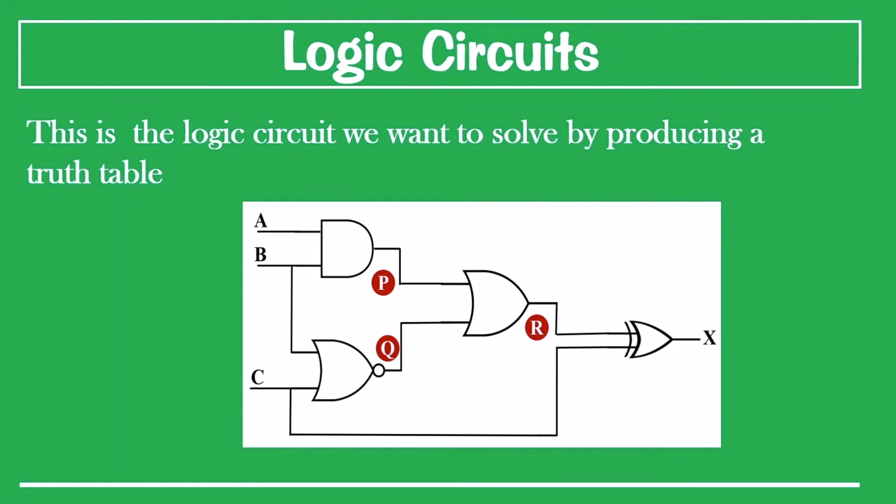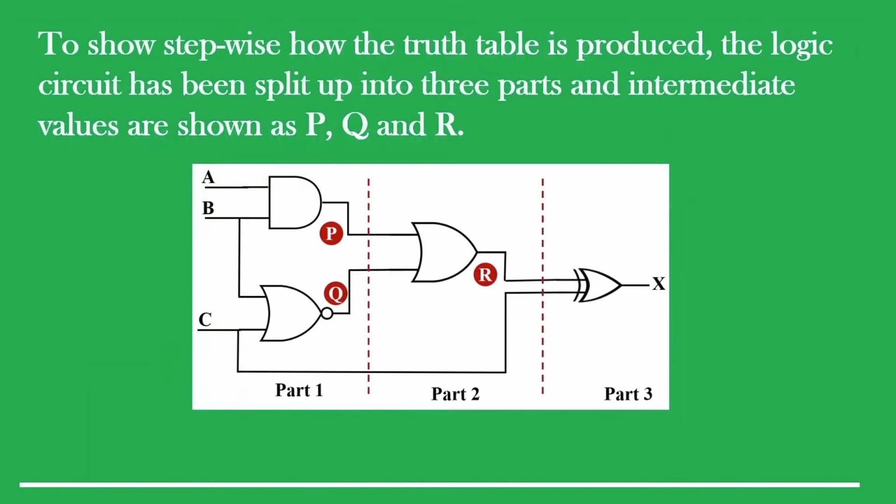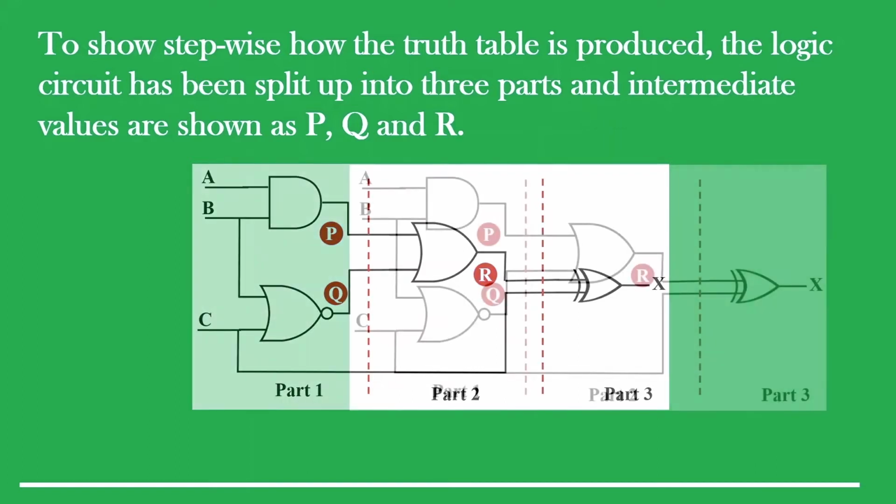Right, viewers, we are going to look at how to produce a truth table now for the following logic circuits. As you can see, there are 3 inputs for the logic circuits. Therefore, there will be 8 possible binary values which can be input. To show stepwise how the truth table is produced, the logic circuit has been split up into 3 parts, and intermediate values are shown as P, Q, and R.